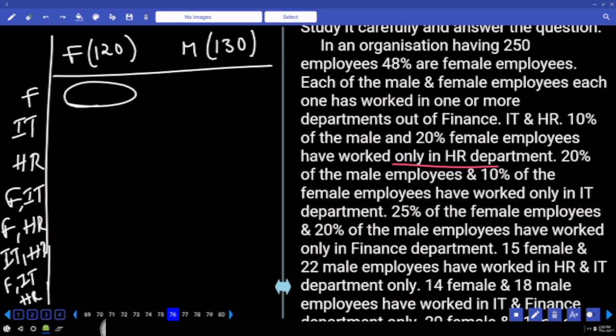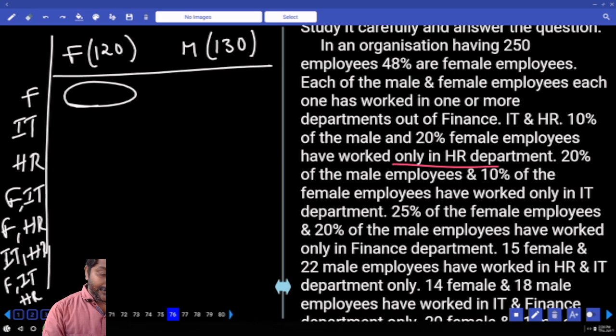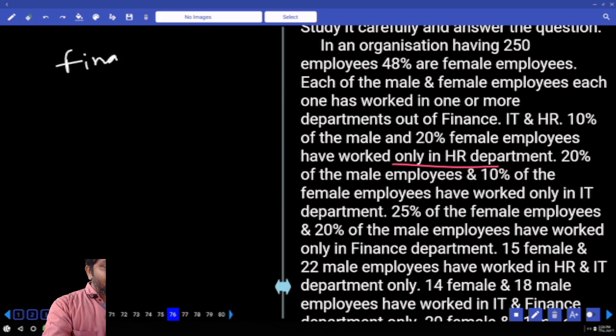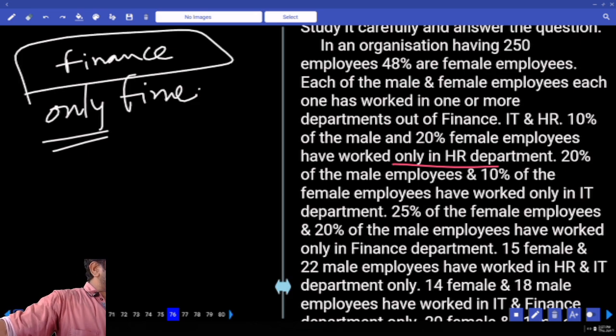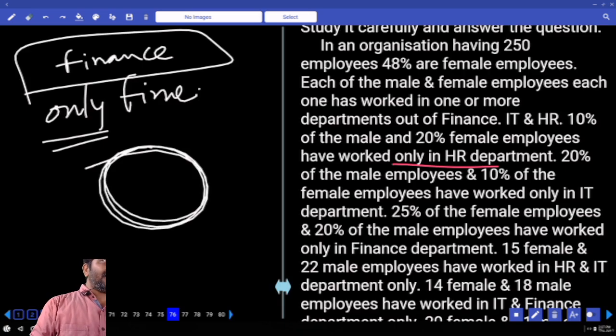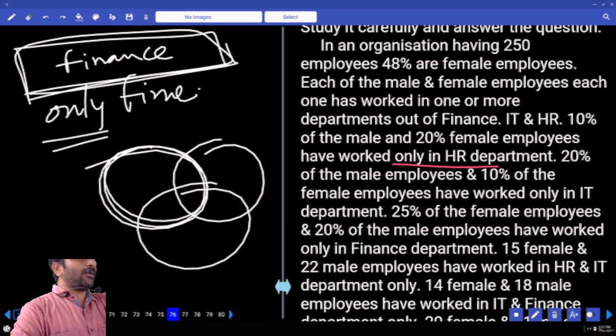If the information is about females working in the finance department, not only in the finance department, then you compulsorily need to go with a Venn diagram. Every time you see the word only, you have two possibilities: you can go with a table or a Venn diagram. If the information is about finance and only finance, for this the word only is not there. That means it is representing the full finance section, and it will have combinations also. So, if there is no word like only, you will have to go with a Venn diagram.